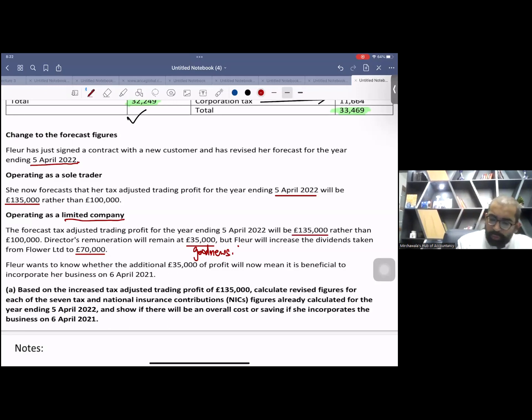Now, Fleur wants to know whether the additional 35,000 of profit will now mean it is beneficial to incorporate her business on 6th April 2021. So Fleur is asking your advice that after these changes, is it beneficial to operate as a limited company or not? So you have to calculate all these things again, although you will use the existing data, but you have to take the decision on the basis of the above table. You will calculate the total for both options, and then you will comment on the basis of the final answer.